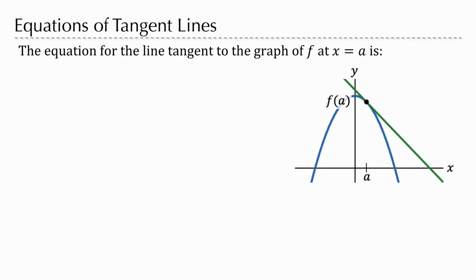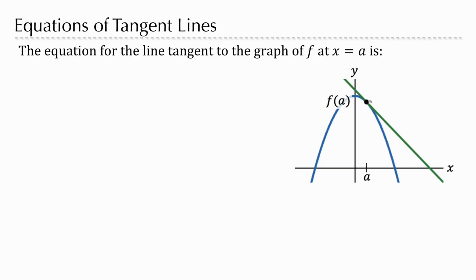One of the more common applications of the derivative is finding the equation of a tangent line. Now, as you can see here in green, this line is tangent to the graph in blue because it hits at exactly 1 point. In order to write the equation of the line, we need to know a point where it hits, the actual point of tangency, and then we also need to know its slope.